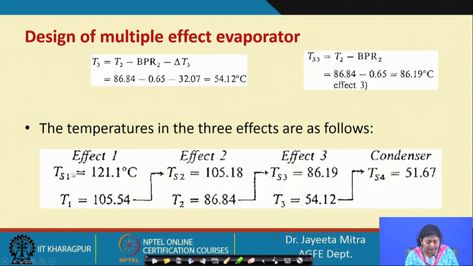So, Ts1 is where the steam has entered, and T1 is the vapor that has gone to the next effect as Ts2. It has been reduced because the boiling point elevation has been deducted. Then T2, the effect temperature in the second one, is going as T3, again with the boiling point rise removed from this value, and similarly for the third one.